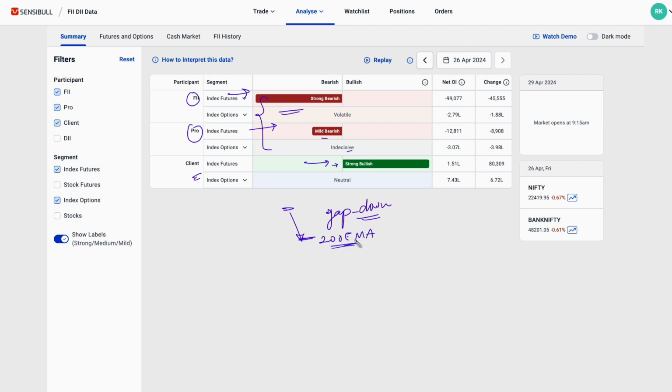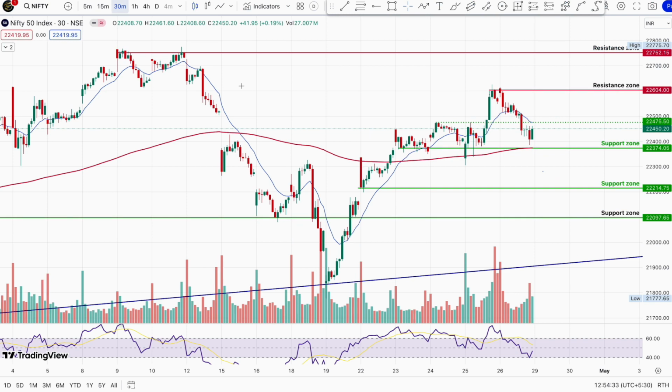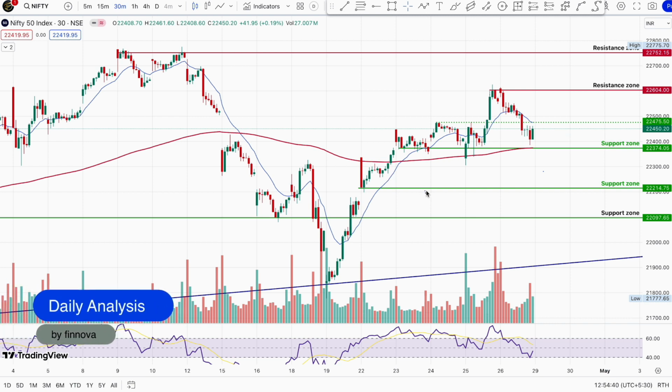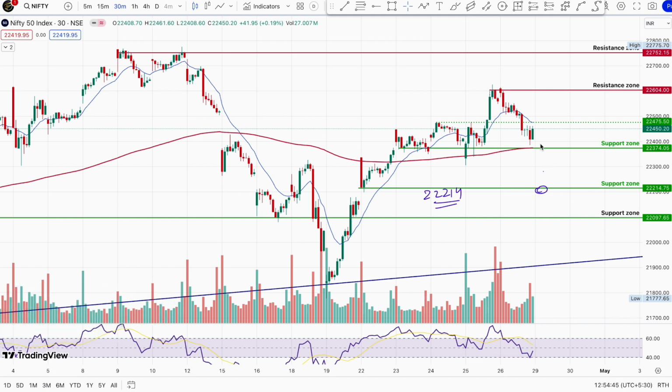If the 200 EMA gives a good support point there, the market might bounce back to the upside and may end up sideways. But if the market continues its momentum to the downside, it is going to give us a target of these levels, I would say 22,214. These levels are easily achievable if the market comes down and breaks this level.